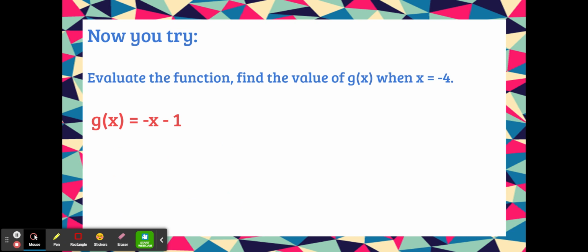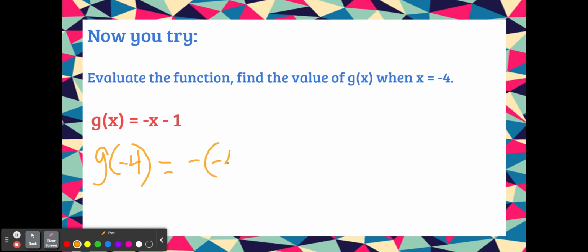Okay, evaluate the function, find the value of g of x when x is negative 4. If you notice, instead of calling it f, this time we're calling it g. That's just the name of the function. So g of negative 4 is equal to negative, and then we input our x value, minus 1. So when our function g has an input value of negative 4, our output is, let's see, 4 minus 1 is 3.